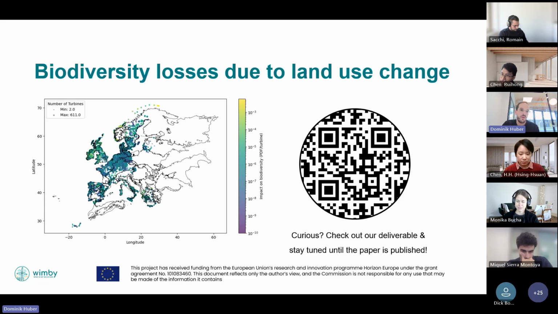We also looked into, for example, biodiversity losses due to land use changes, but I'm not going to detail this. There's also more analysis on drivers of the fleet in the deliverable. And I have also published this as part of my thesis chapter. And we are currently working on submitting this as a journal publication, both the biodiversity losses and the LCA model.